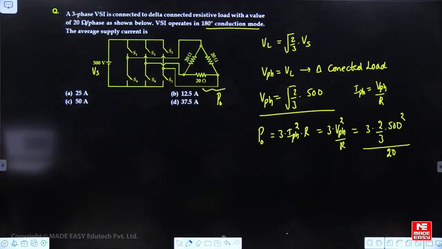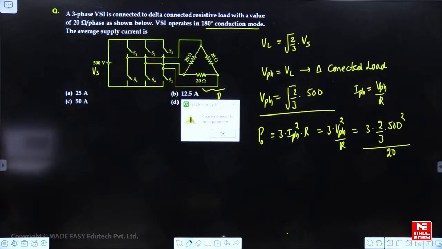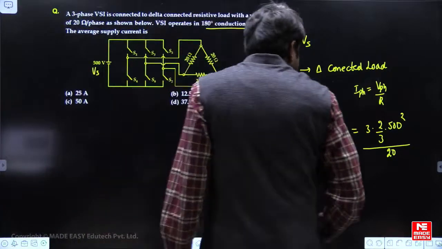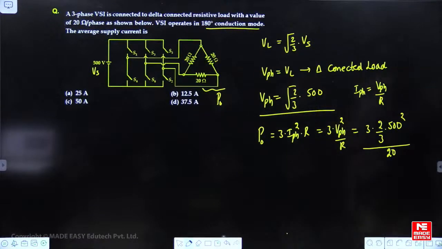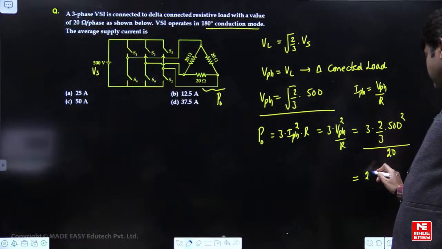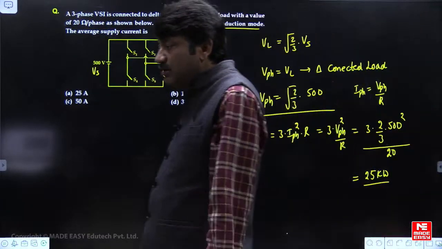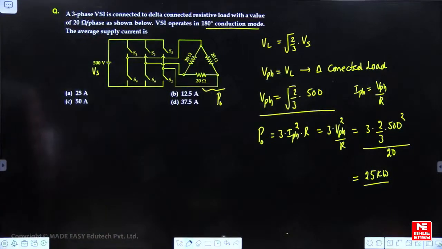So what is the answer? Output power is 25 kilowatts. Yes, verify that one. Output power is equal to 25 kilowatts.